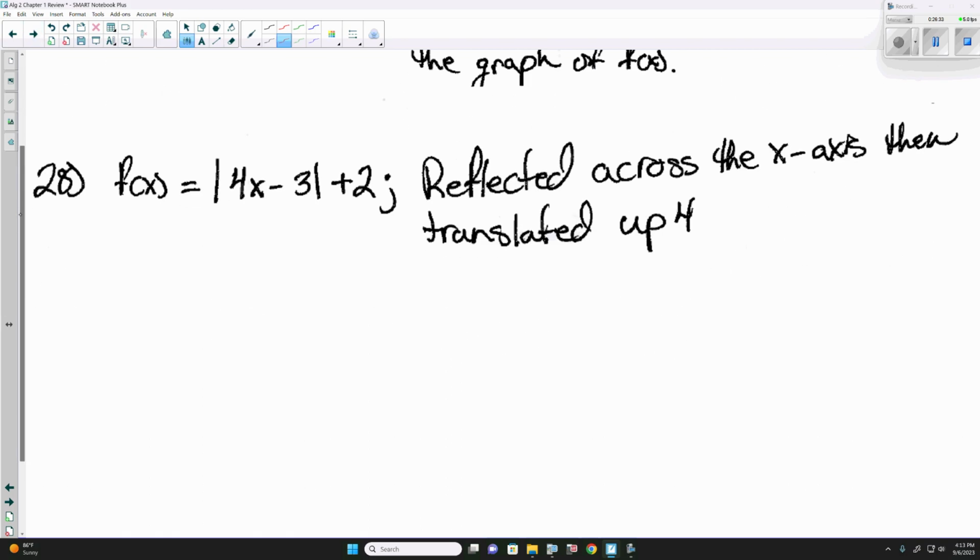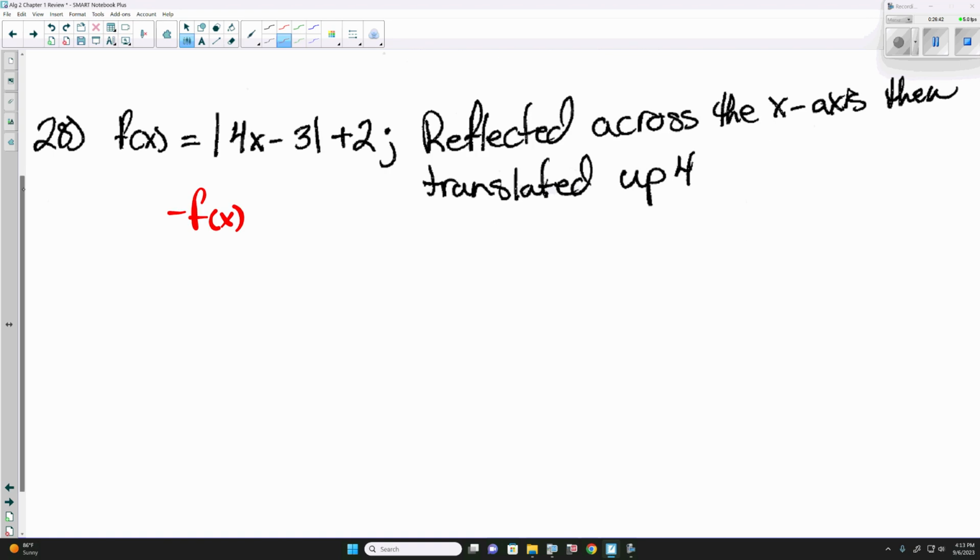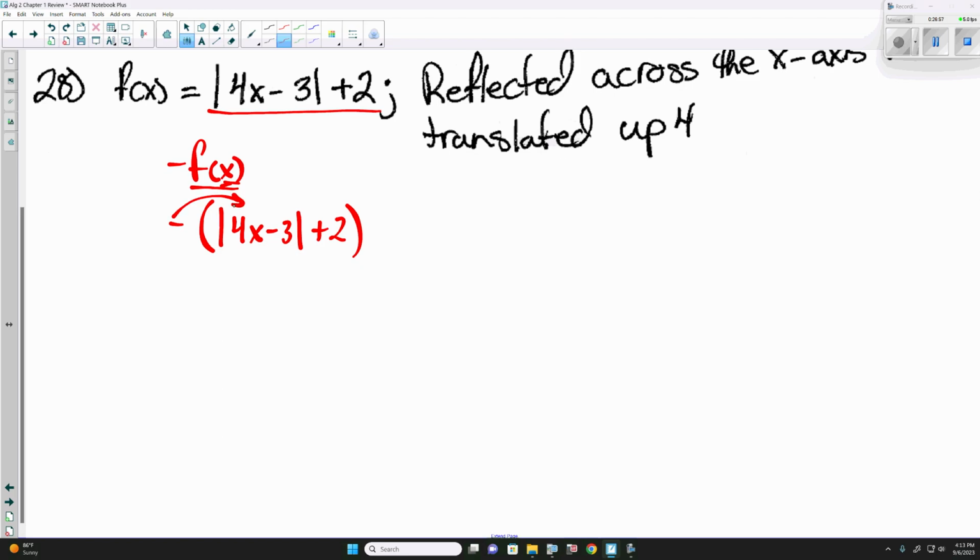Let's look at 28. Reflected across the x-axis, then translated up 4. Well, reflected across the x-axis, starting form is negative f of x. Well, we didn't do anything inside the parentheses, so we're just going to replace f of x with its function. So I have parentheses, absolute value 4x minus 3 plus 2. Now this time, unlike the others, we have the negative in front. We'll have to distribute it to both. Now the negative does not go inside the absolute values, so we'll just have negative times the absolute values. And negative times positive 2 will make it negative 2. So that'll give us our new function after it's reflected across the x-axis.